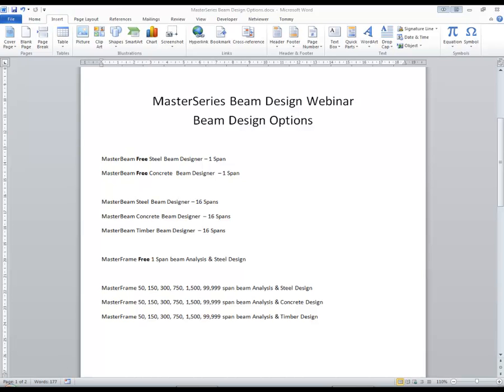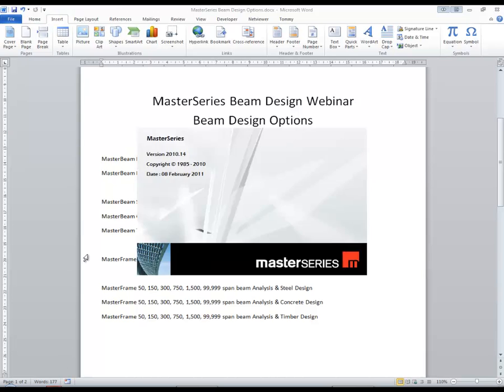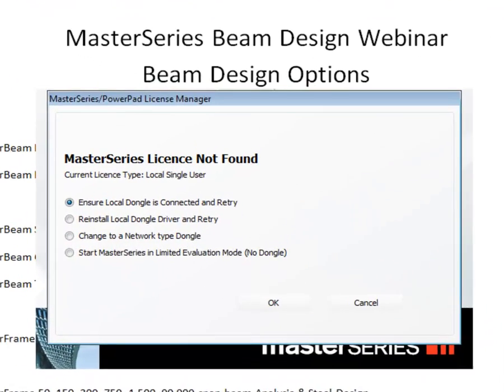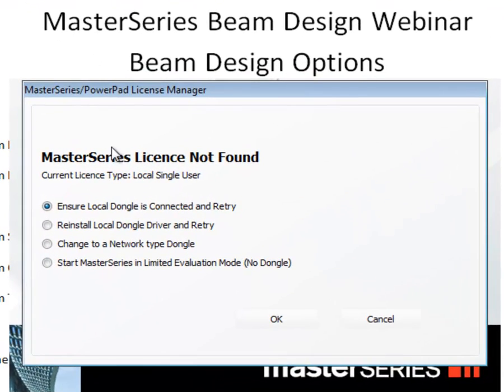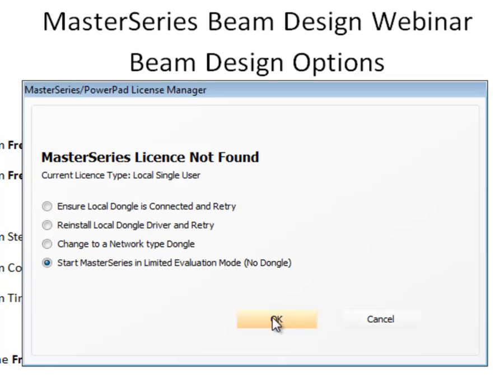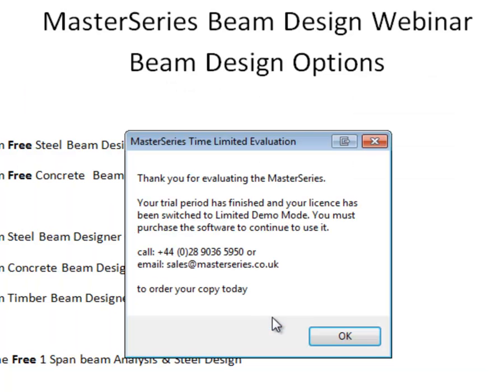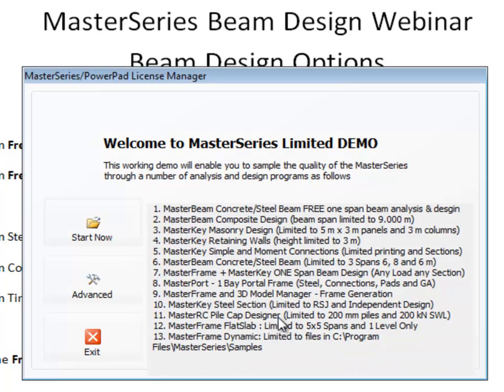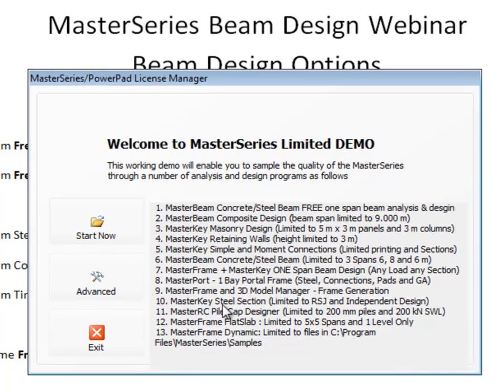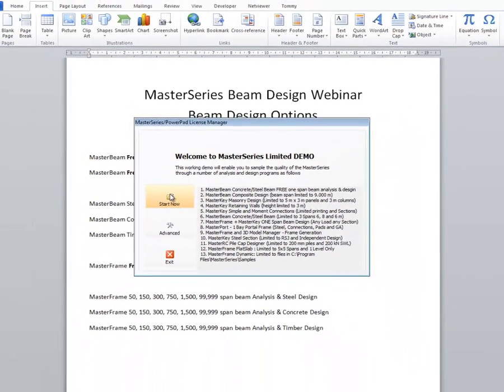So I'll just start from my little shortcut menu, beam designer. So I haven't found a security key, so I'm going to go in the limited edition evaluation mode, which gives me access to this free pair of beams. And I just say start now. But before I do that, quick look, you'll see that's listing the concrete beam for concrete and steel free beam design as one of the options you have to play with. So I say start now.